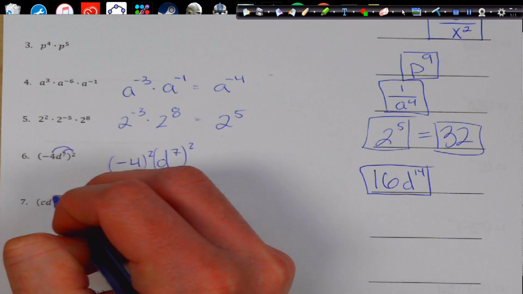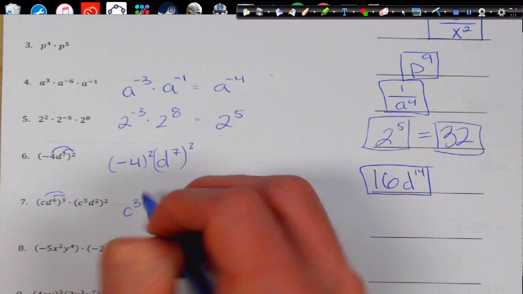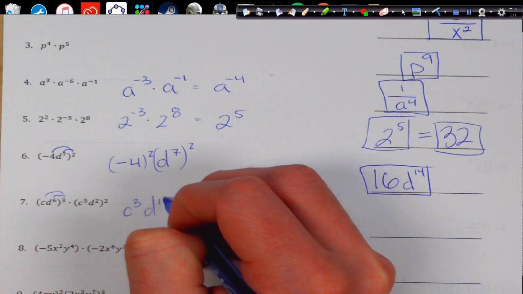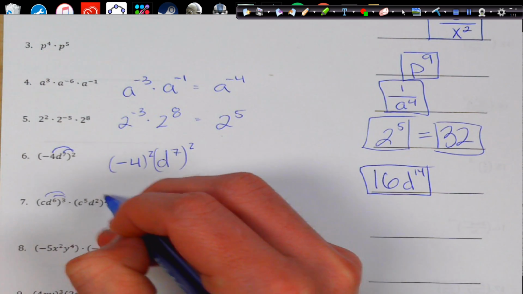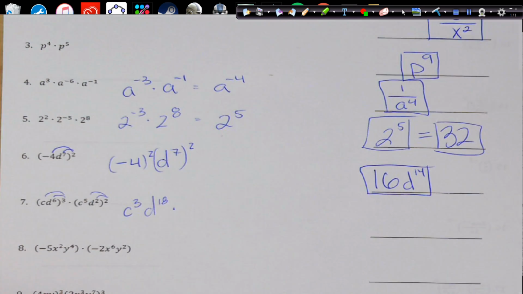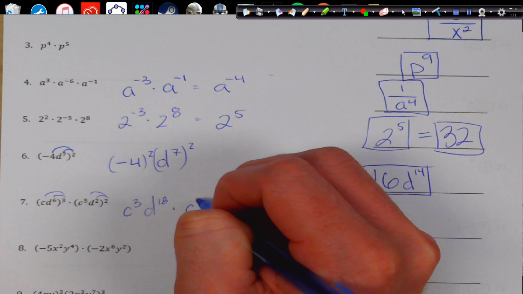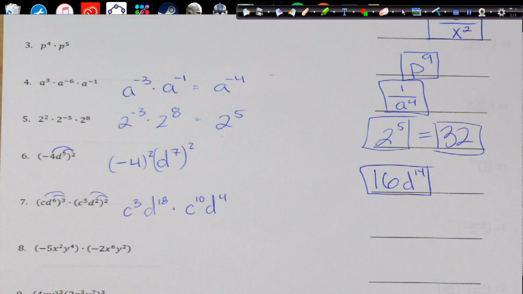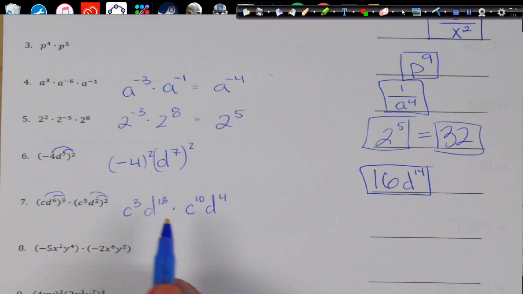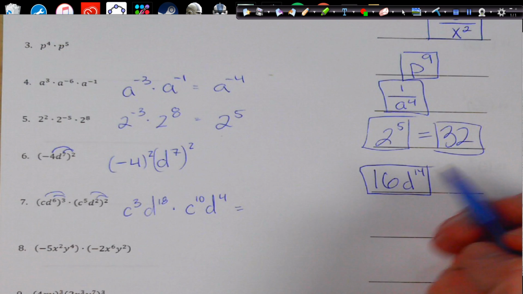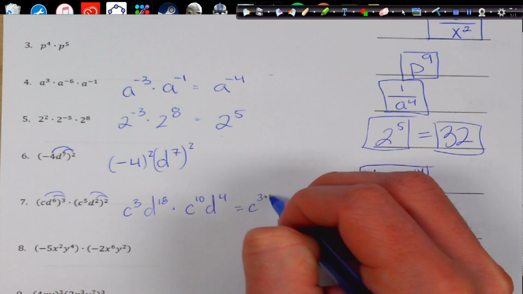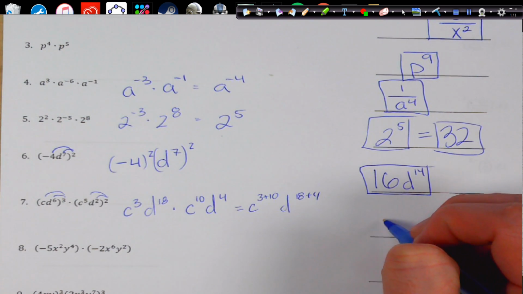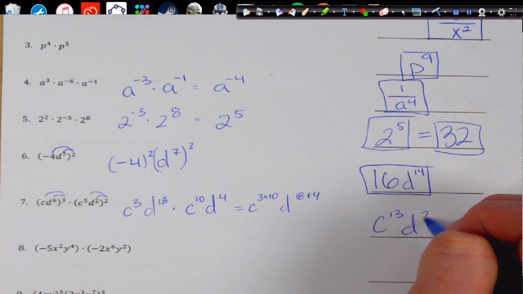Same thing over here, we're going to distribute. We're going to get c to the 3rd, 3 times 6 is going to give me d to the 18th power, times, and distribute here: c to the 5th times 2 is going to be c to the 10th power, and d to the 4th power. Now that we're multiplying, we're going to actually add these exponents. So this is going to be c to the 3 plus 10 and d to the 18 plus 4, which gives me c to the 13th and d to the 22nd.